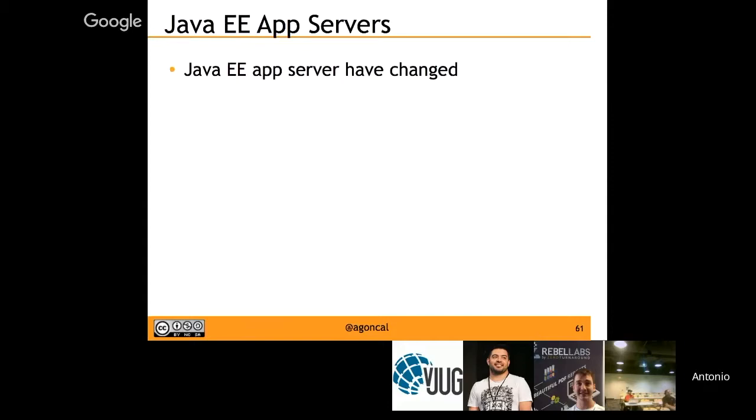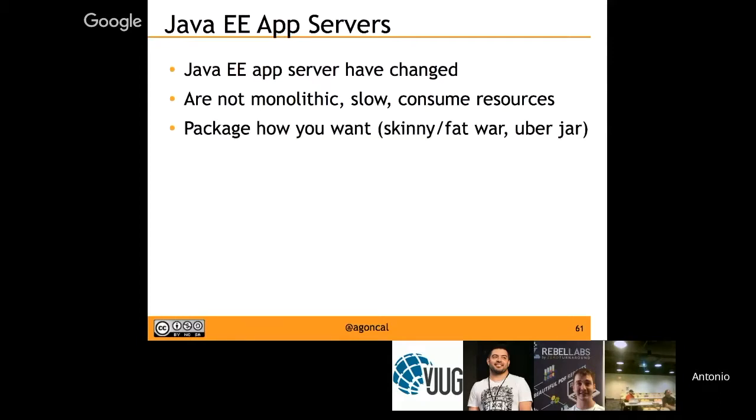So, final word: Java EE application servers have changed. They're 20 years old. They have evolved to funny, interesting beasts. They are not monolithic by design. I don't know how that happened, but it's not. It's a bunch of specifications that evolved at their own pace. They are not slow anymore. They do not consume resources. They can even run on Raspberry Pis.